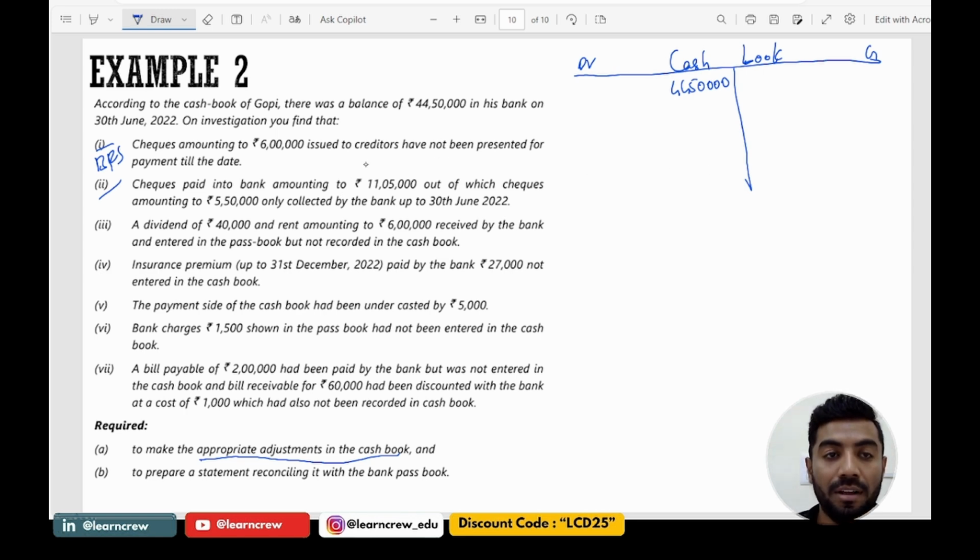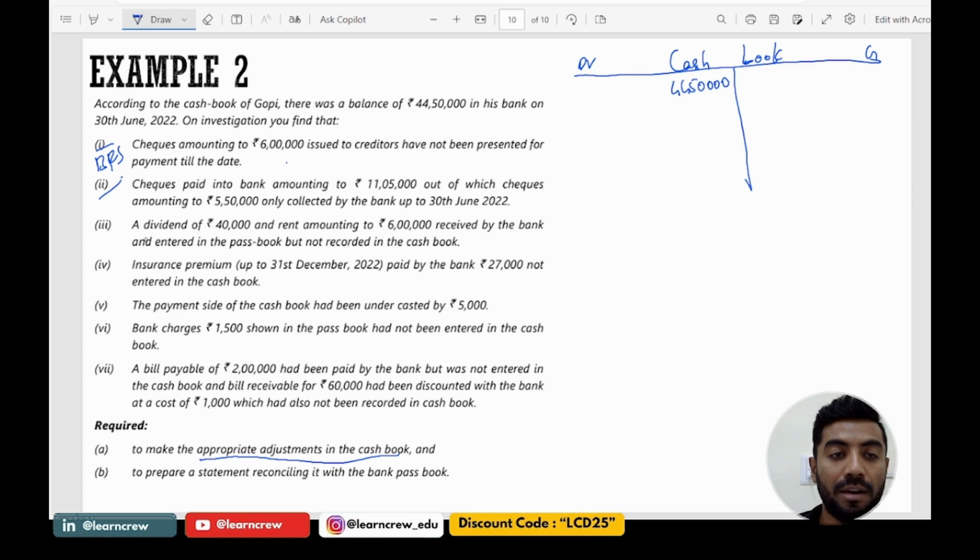For the checks issued to the creditor that have not been presented for payment, the entry is already recorded in the cash book, but in the passbook it's not recorded. Checks paid into the bank amounting to 11 lakh 5,000, of which only 5 lakh 50,000 was collected by the bank, means the cash book already has the entry, but the passbook has no entry for the difference amount. So this is the BRS item for which changes are made in the passbook. In the cash book, both these transactions already have the entry.